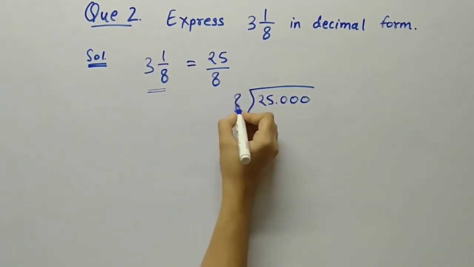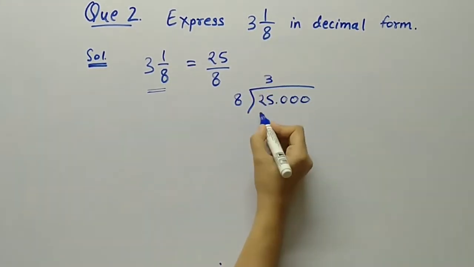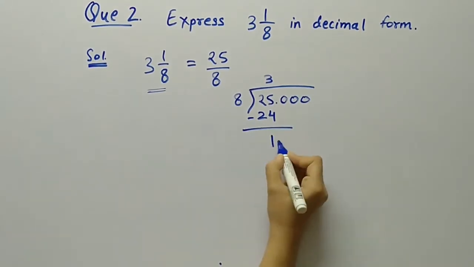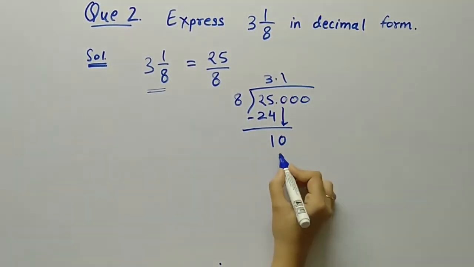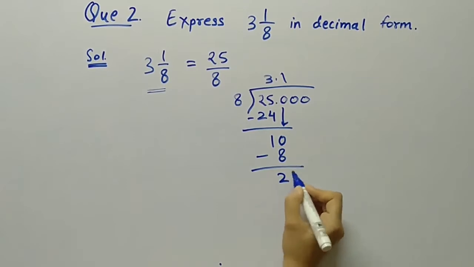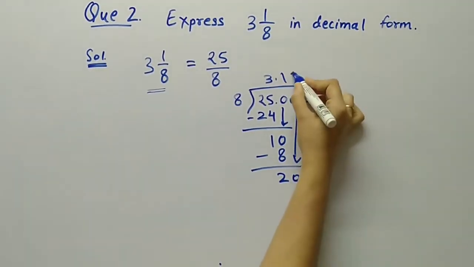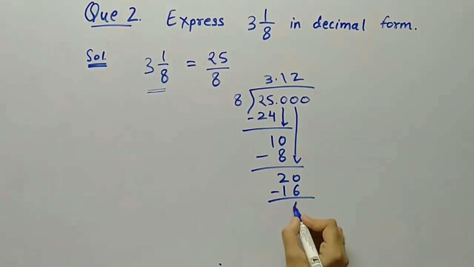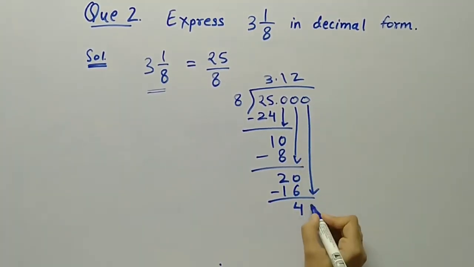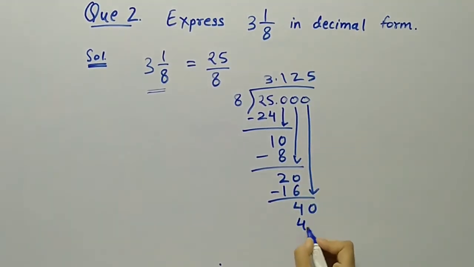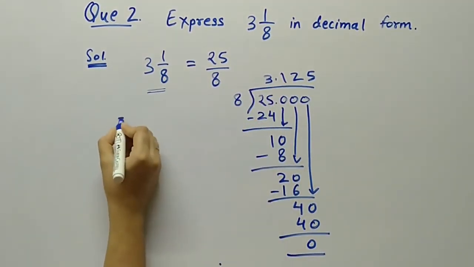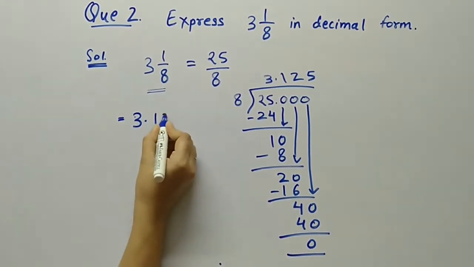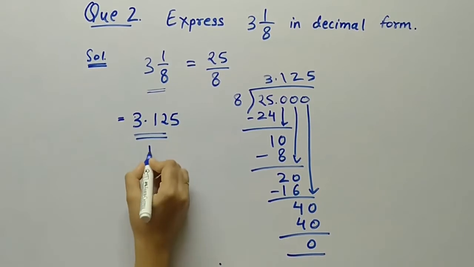25.000 divided by 8. 8 3s are 24. Remainder is 1. 8 1s are 8. 10 minus 8, 2. 8 2s are 16. Remainder is 4. 8 5s are 40. Remainder is 0. So the decimal form of 3 1/8 is equal to 3.125. This is our answer.